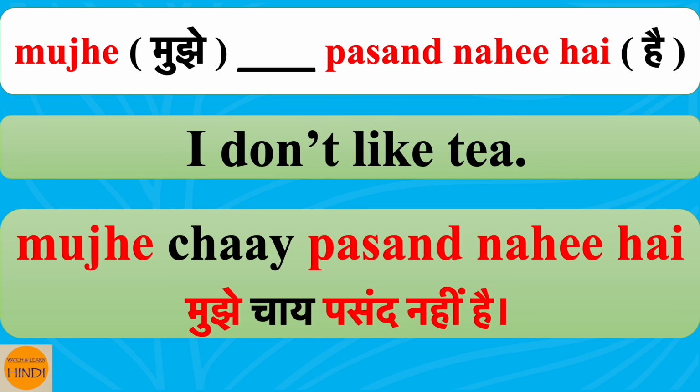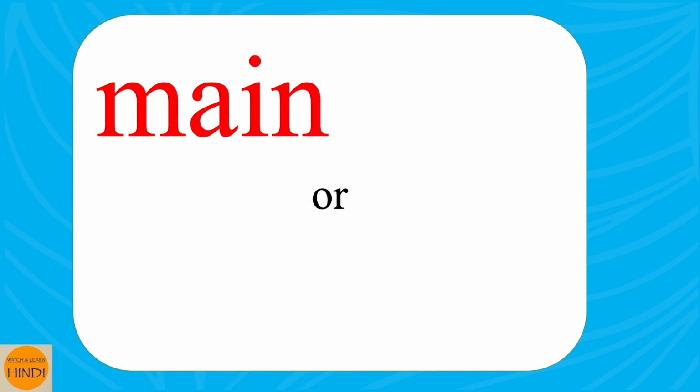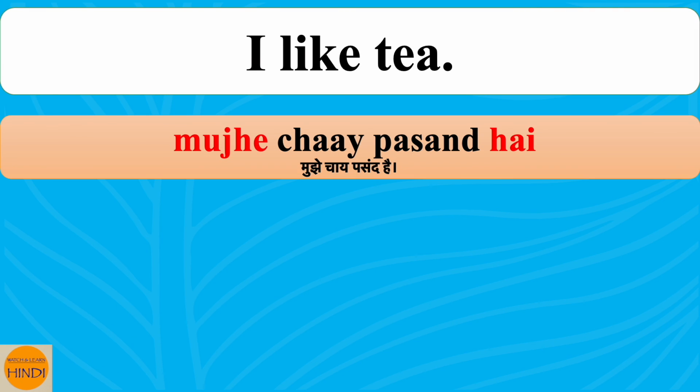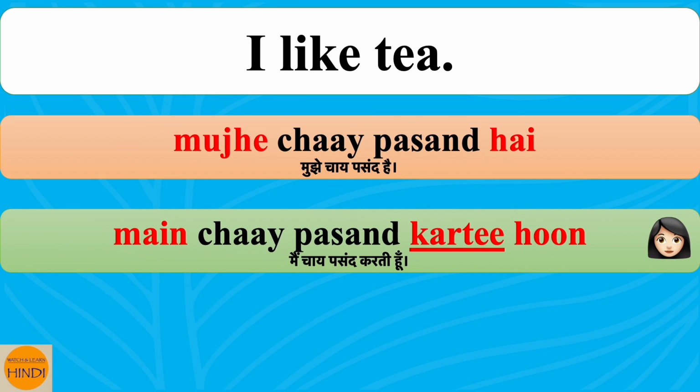Now, third and the last thing. There are some situations where you can use either मैं or मुझे for I. But depending on which one you use, the sentence construction changes. Let me show you some examples to make it clear. I like tea. You already saw that if you want to use मुझे, you will say मुझे चाय पसंद है, where chai is tea and पसंद is like. But if you want to say मैं, then you will say मैं चाय पसंद करती हूँ.